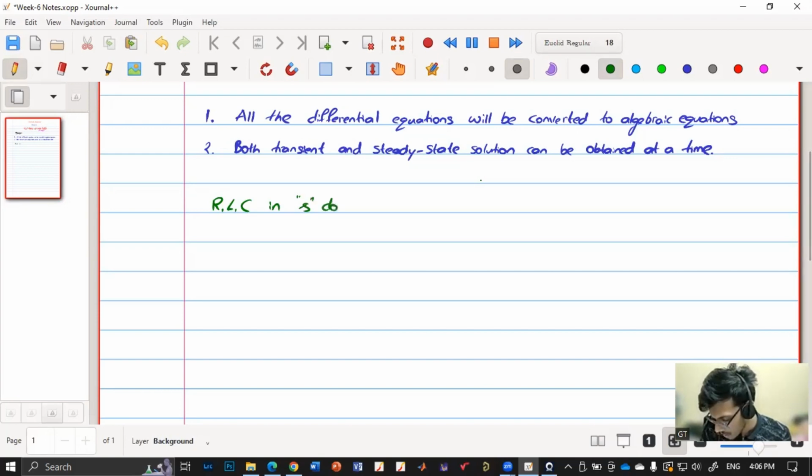So we are considering RLC in S domain. For any given circuit, first we have to convert whatever circuit they have given into S domain, and then we'll solve the S domain circuit the way we solve any other normal circuit. And after solving in S domain, we'll again convert it into the time domain. That is a different part.